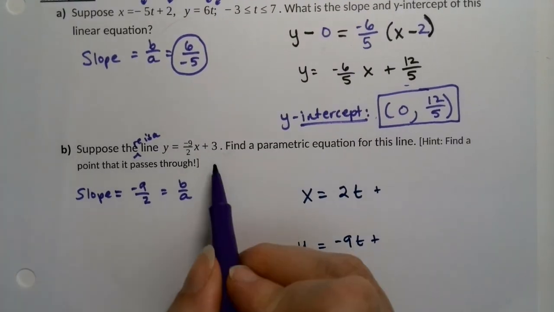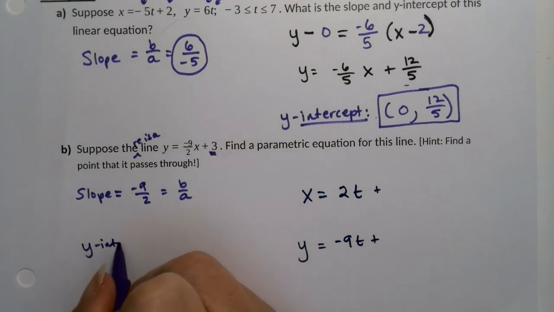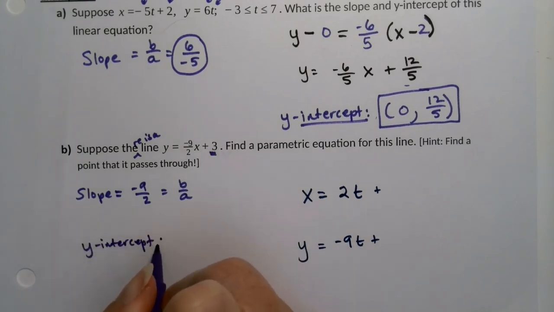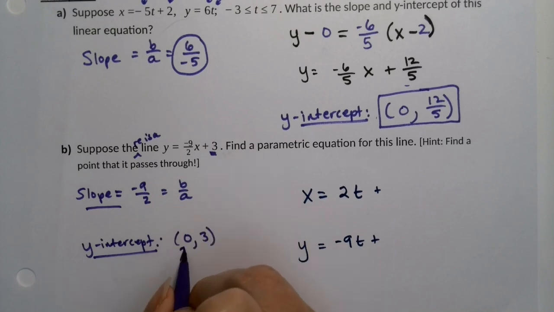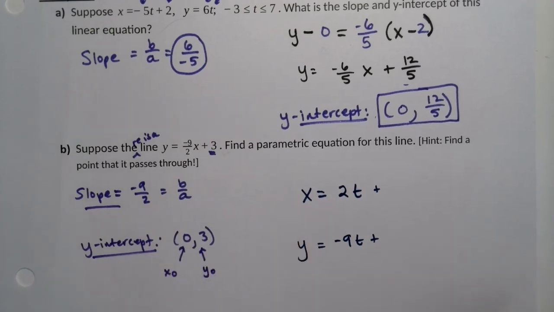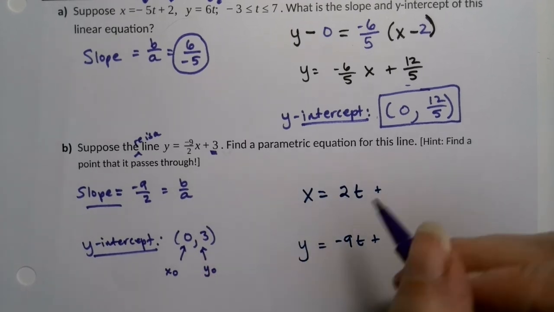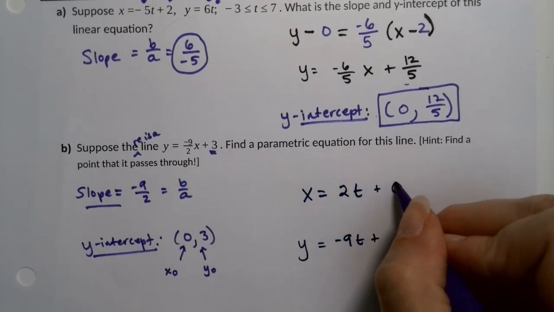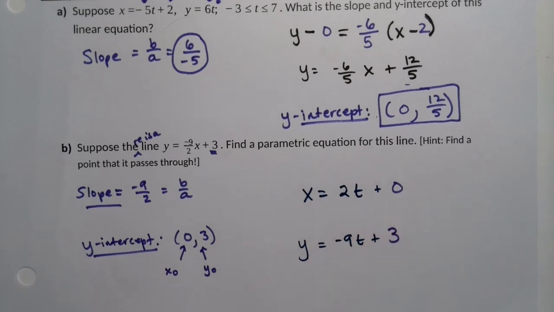So if I look at the equation, I notice that it goes through the y-intercept, which is 0, 3. So why not make that x0 and y0? There's nothing special about x0 and y0 other than it's a point on the line. So I can say 2t plus 0 and negative 9t plus 3. And there you have it.